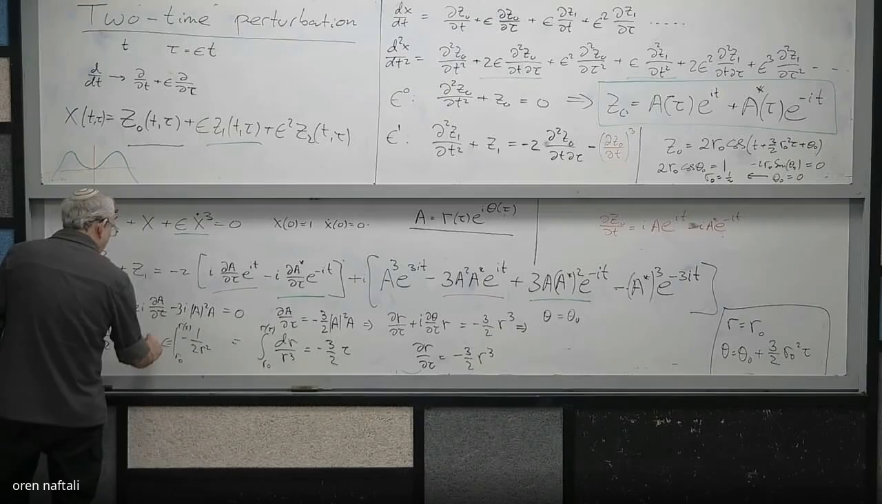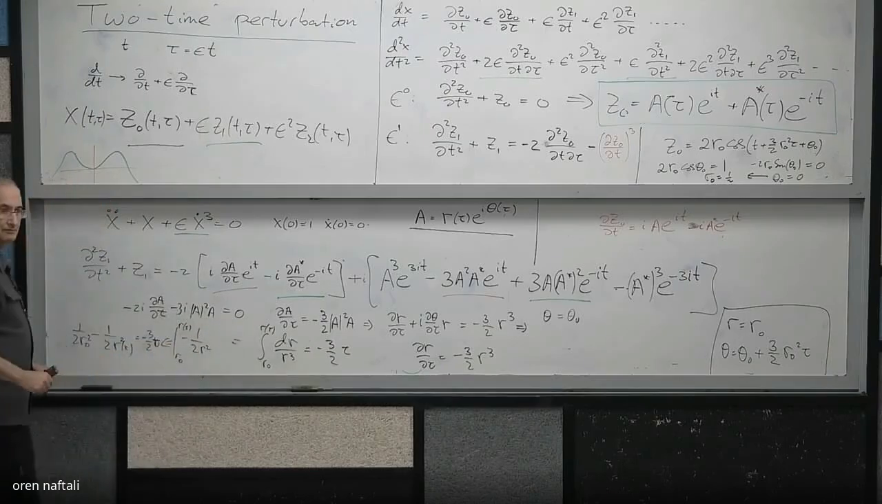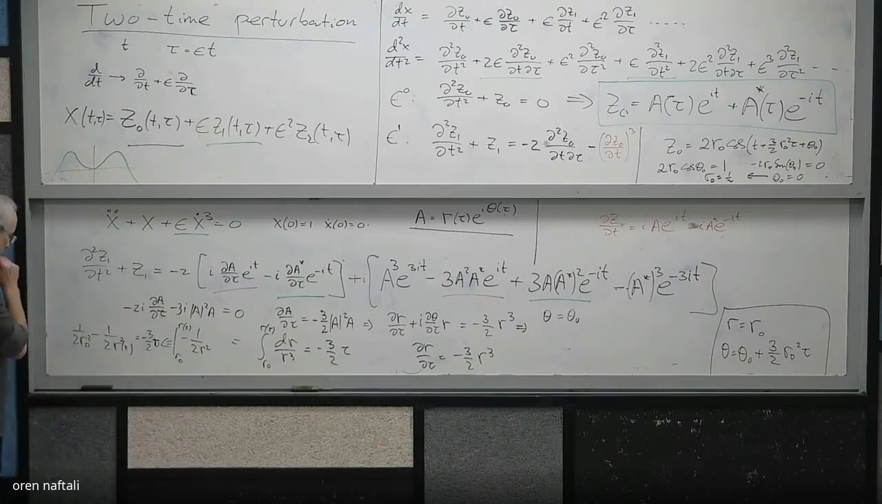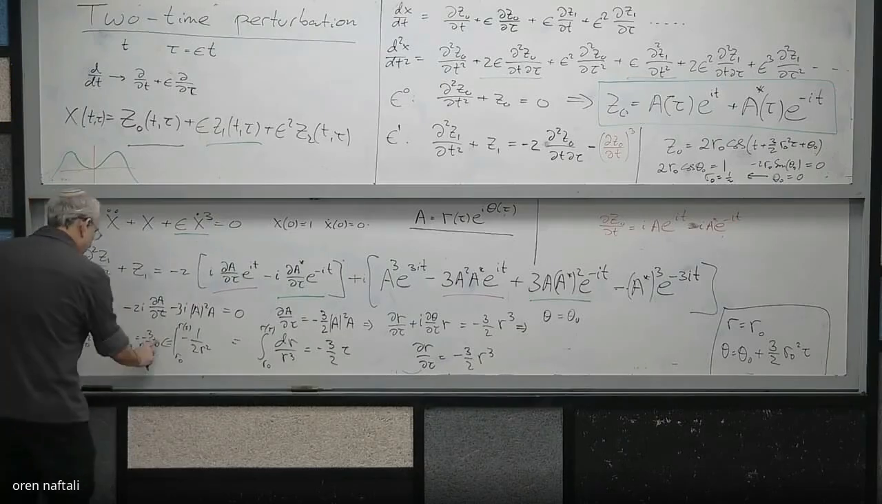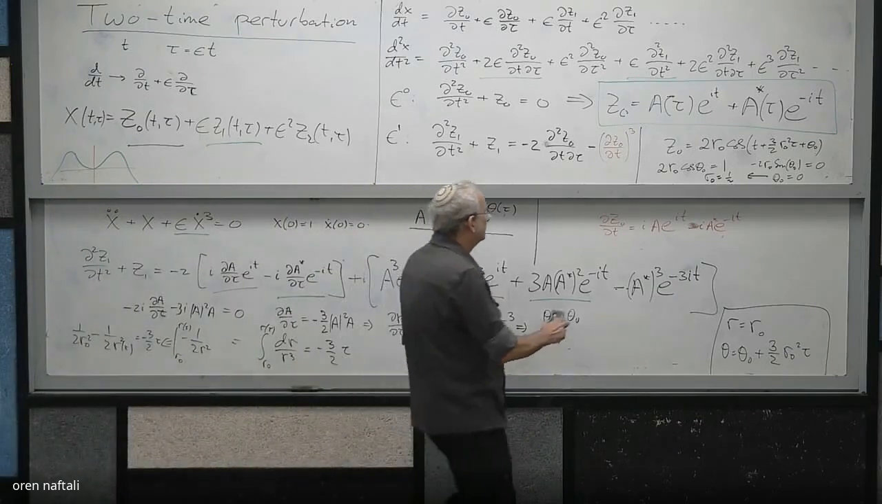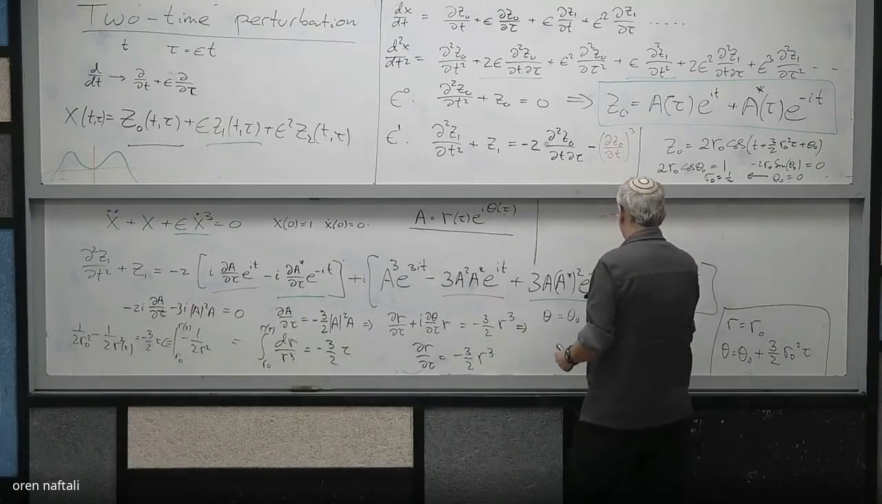Equals minus 3/2, minus 3/2 tau. Okay? Which implies that I want r of tau. Yes, this is my goal in life. So what can you tell me? What is r of tau? What is r of tau, please?